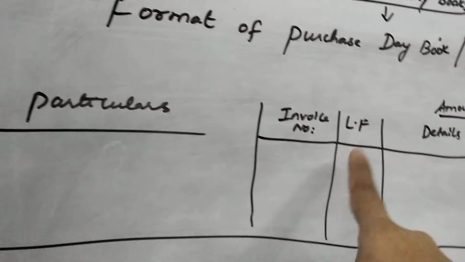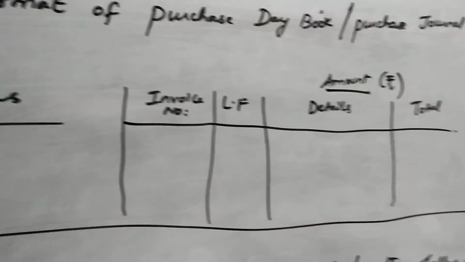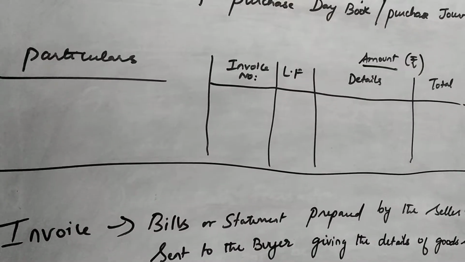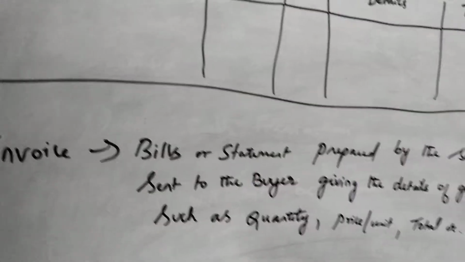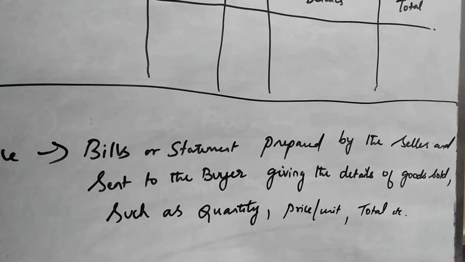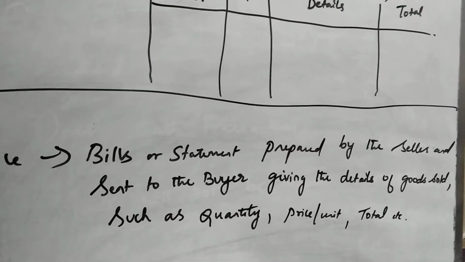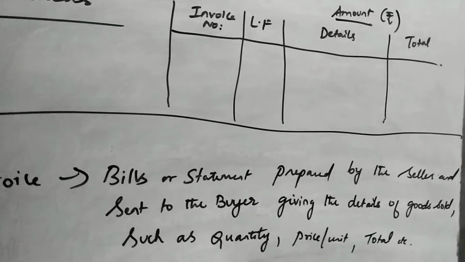Then ledger folio, details, and then the total. So, this is the format of purchase day book or purchase journal. So, what is an invoice? Any bill or statement prepared by the seller and sent to the buyer, giving the details of goods sold such as quantity, price per unit and total. You call this an invoice.